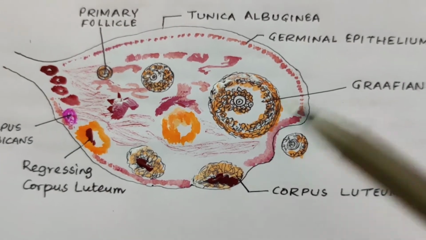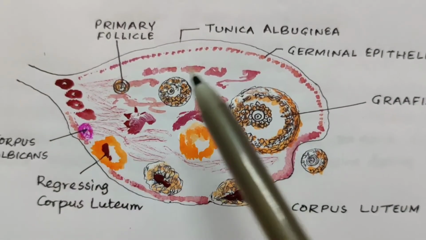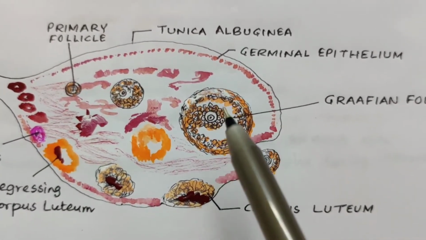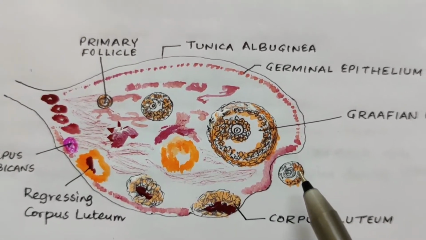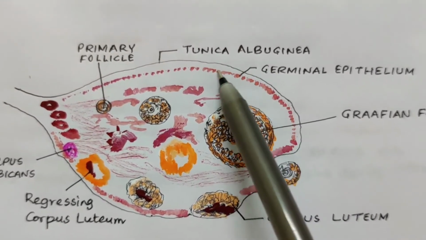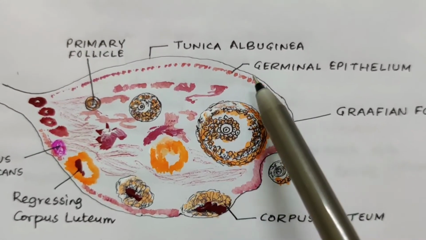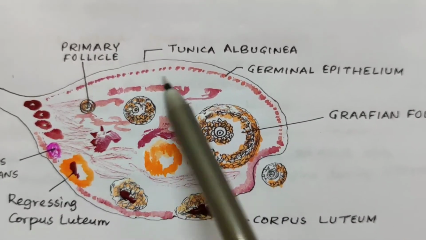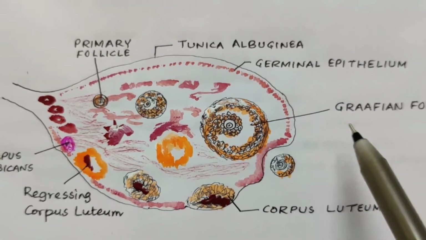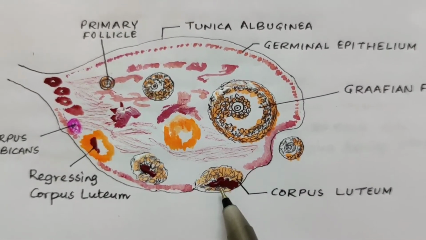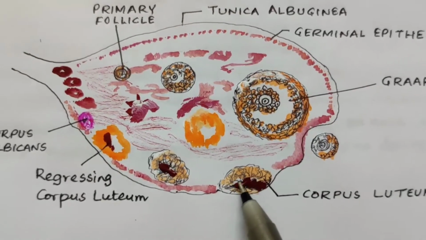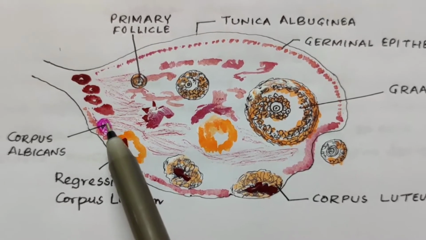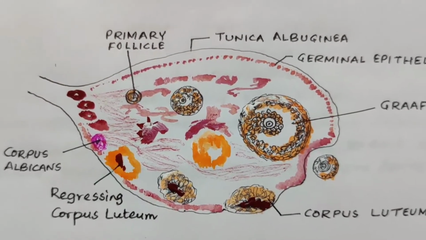Now coming to this portion, this is the ovary. The ovary in detail: this is the matured follicle from where the egg is being liberated during ovulation. The outermost part is called tunica albuginea. This is a layer of epithelial cells known as germinal epithelium. After releasing the egg, the Graafian follicle changes into corpus luteum. Slowly the corpus luteum regresses and finally it changes into corpus albicans.